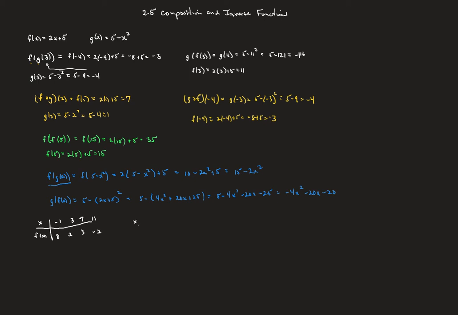And I'm going to do the same thing for g. And for g, we'll say x is negative 2, 0, 2, and 4. And the g values will be 8.